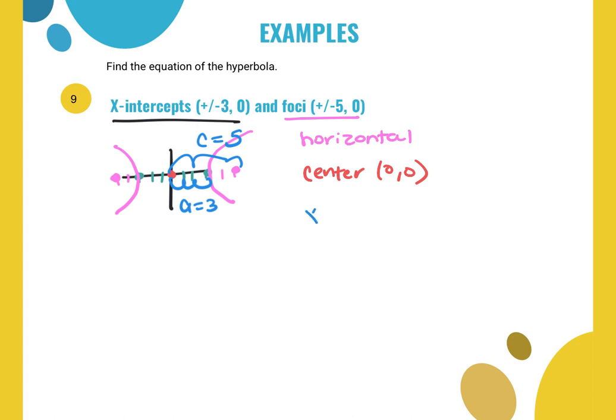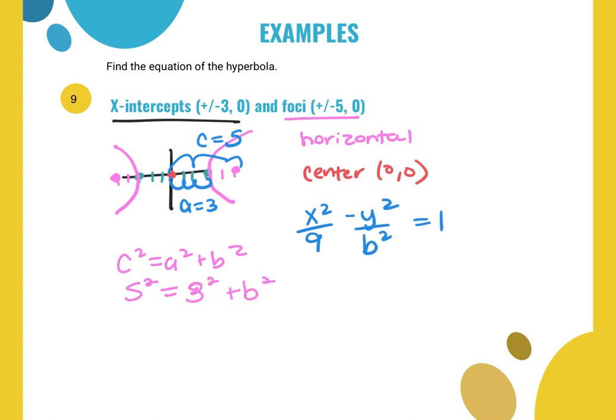So I know it's horizontal, x squared minus y squared equals 1. I know the a squared would come first, so 3 squared would be 9. And I need to know b squared. Since c squared equals a squared plus b squared, 5 squared would equal 3 squared plus b squared. 25 would equal 9 plus b squared, and b squared would equal 16. That makes b 4, but we don't really need to know what b is. We just want that b squared, which is 16. So x squared over 9 minus y squared over 16 equals 1.